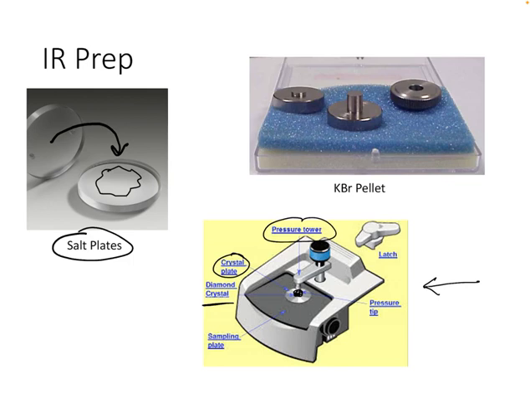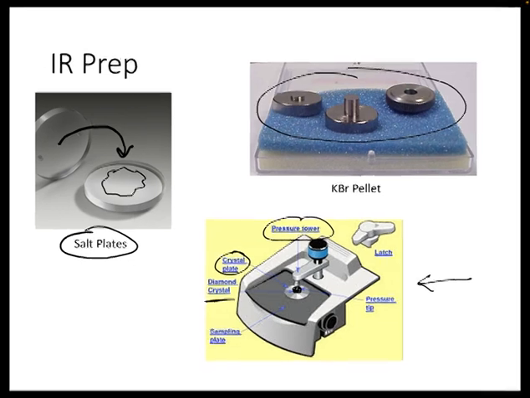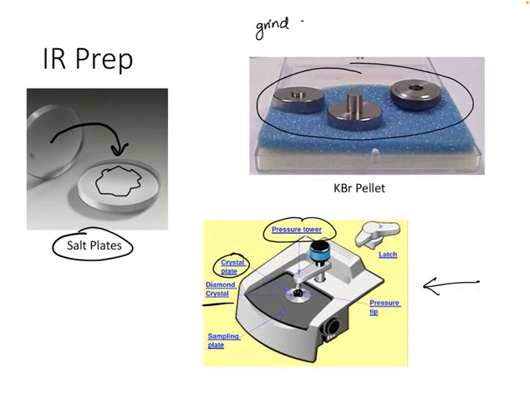If you have a solid, you might need to use these 3 discs here, and you would make what's called a KBr pellet, or a potassium bromide pellet. What you would do first is grind the solid into a fine powder. You might use a mortar and pestle for that. Then you would mix with KBr. This just provides a medium for the pellet.